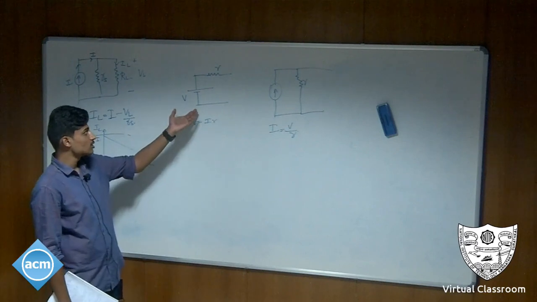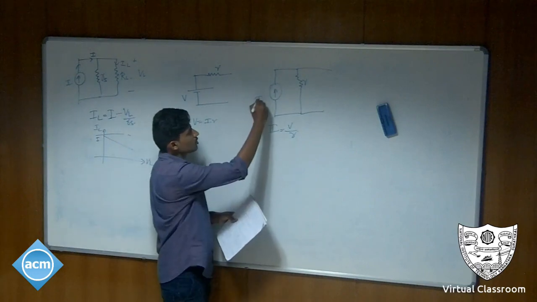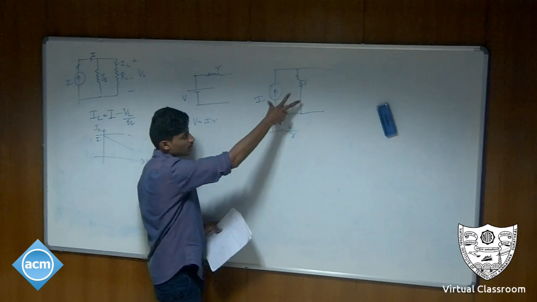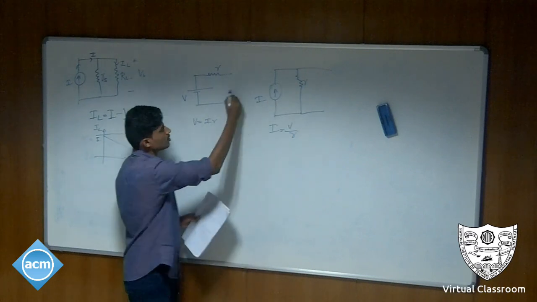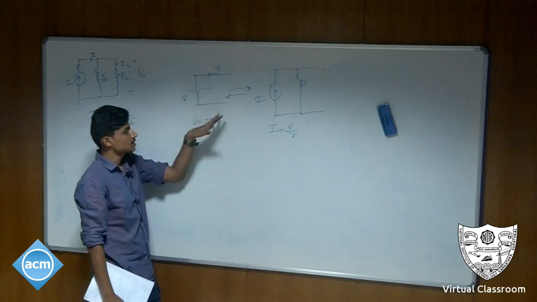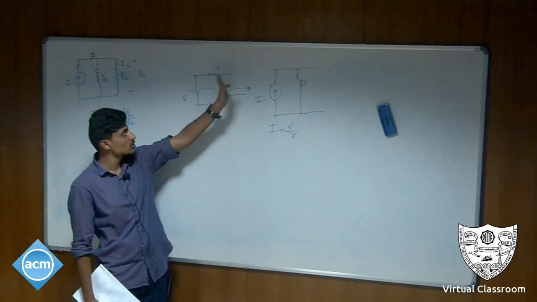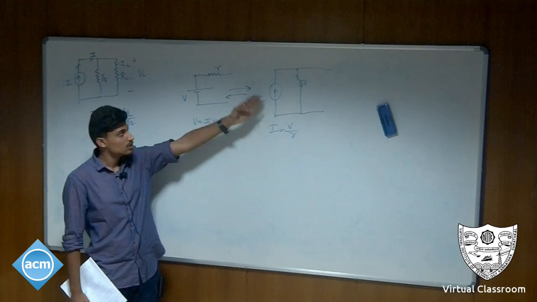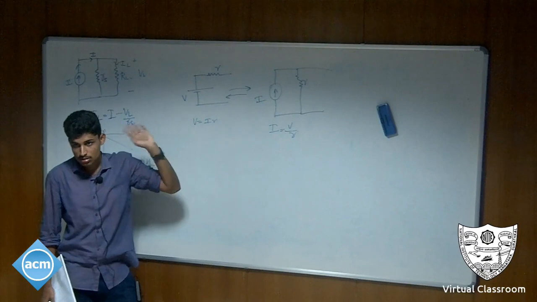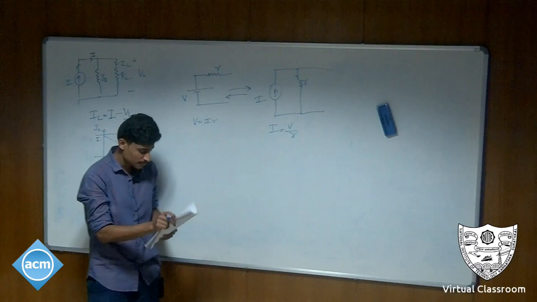Suppose you have a voltage source V with resistance R. This is equivalent to a current source I with resistance R in parallel, where I is equal to V by R. If you have this kind of circuit with I and R and you want to convert it back to a voltage source, you use V equal to I into R with a series resistance R. It's very simple. The current which flows out is I, that is V by R, and the resistance just comes in parallel so you can model it back. Any doubts? This is a basic application of Ohm's law.